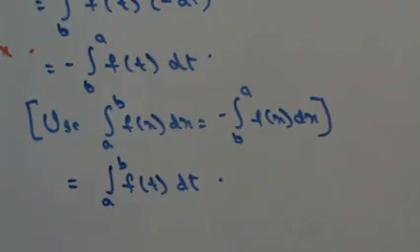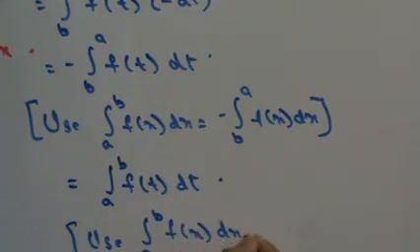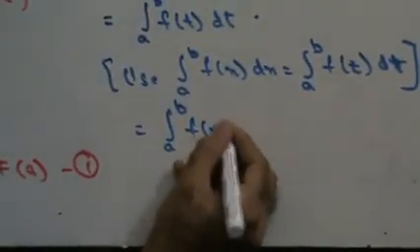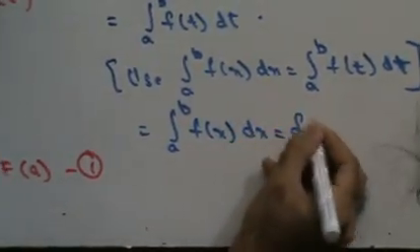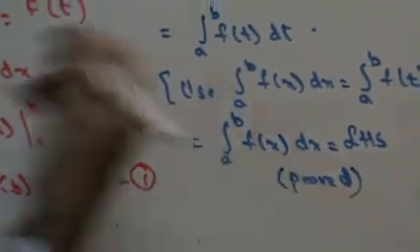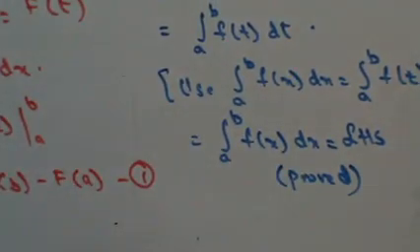Now I could use the formula integral of a to b f of x dx is nothing but integral of a to b f of t dt. If I use this formula, this is integral of a to b f of x dx, which is my LHS. Right, that finishes that sum.